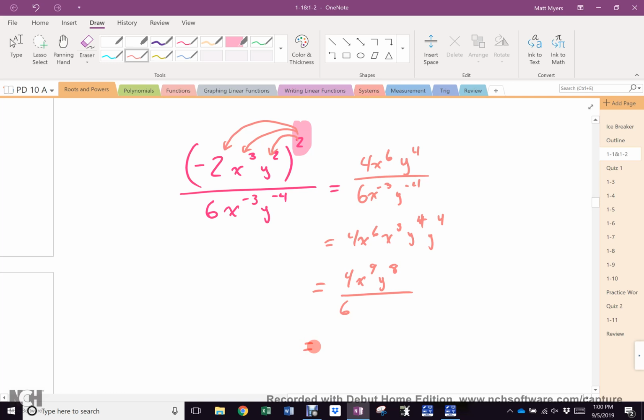This is the grade 3 part of the question that you already know. Abby. Jordy. Yep. 2x to the 9th, y to the 8th over 3. Everybody cool? Now, could you have done this a different way?